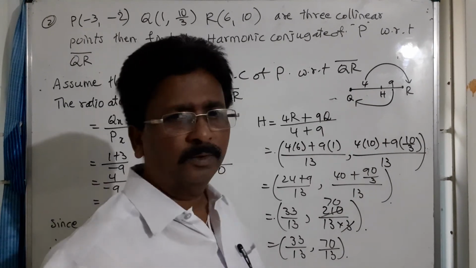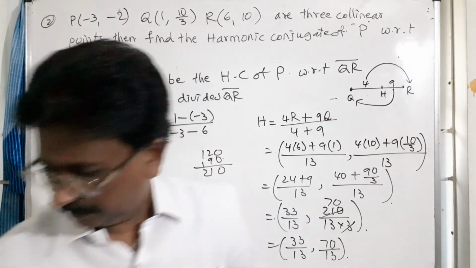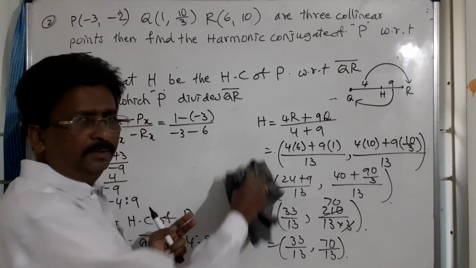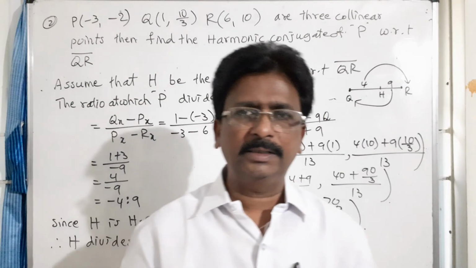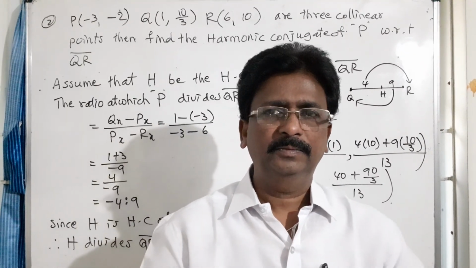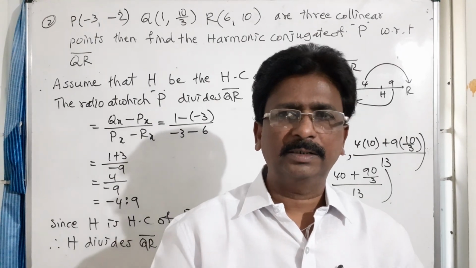Okay, this is the harmonic conjugate. In this way we can find the harmonic conjugate of a point with respect to a given line segment. Tomorrow let us meet with a new problem, a different model question let us discuss.